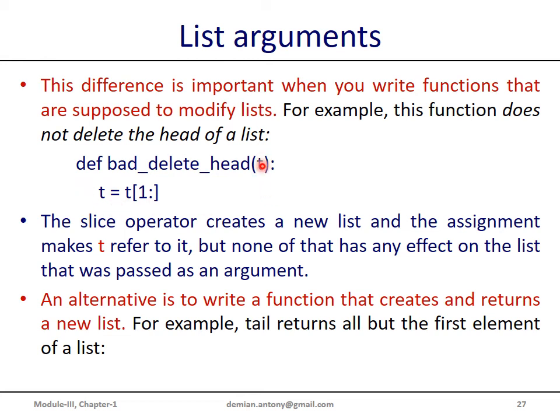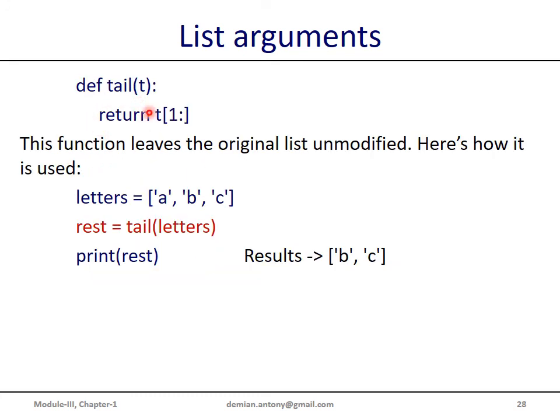And this is the argument, and this argument is an alias to the actual parameter. Thus, whatever changes are done to this T have no effect on the actual argument. And in order to delete the first element from the list, we can have an alternative function that creates and returns a new list. We can take the slice excluding the first element and then return this list to the caller like this.